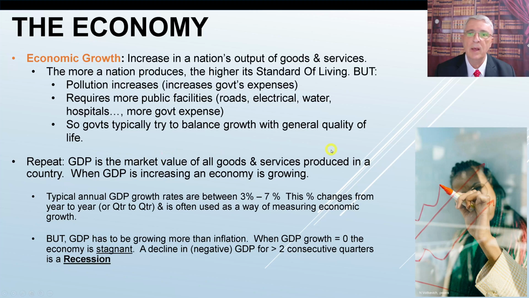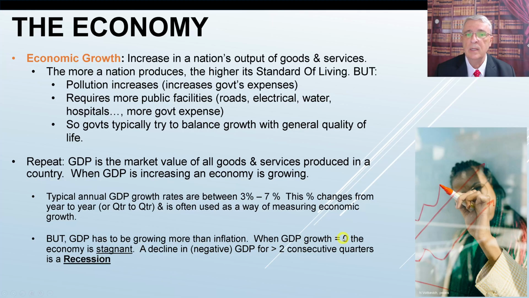GDP is the market value of all goods and services produced in a country. When GDP is increasing, an economy is growing. Important fact to remember: typical annual GDP growth rates in the US are somewhere between 3% and 7%, and it changes from year to year, quarter to quarter, and it's a good way to measure economic growth. It's very common. You see it on news reports and so forth. But GDP has to be growing more than inflation.